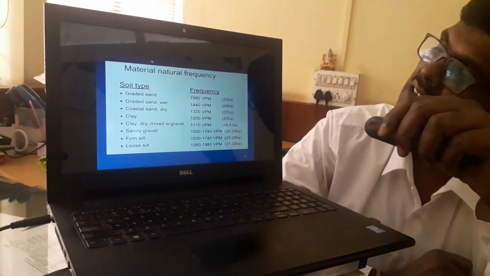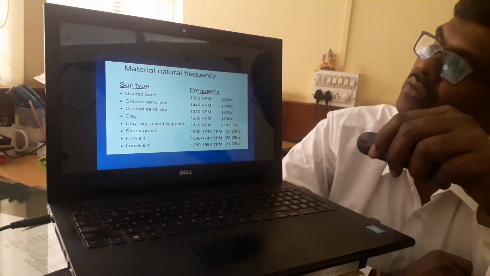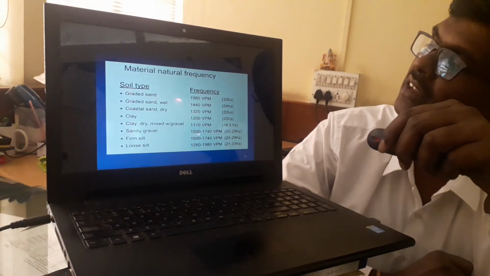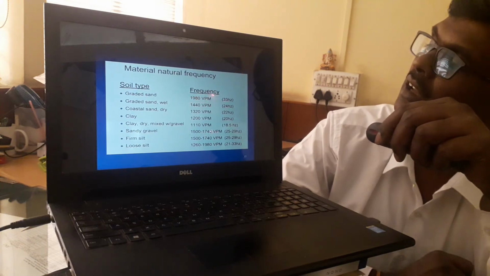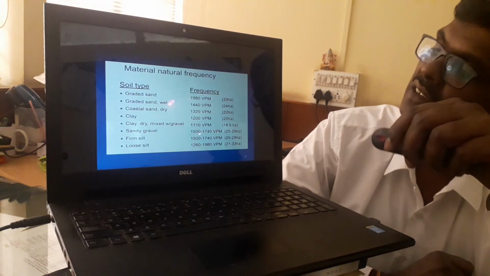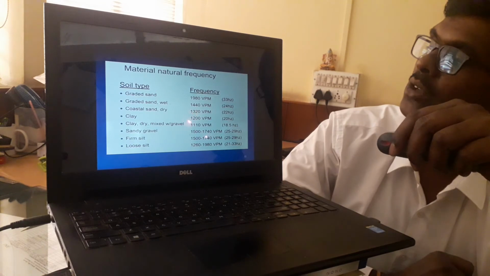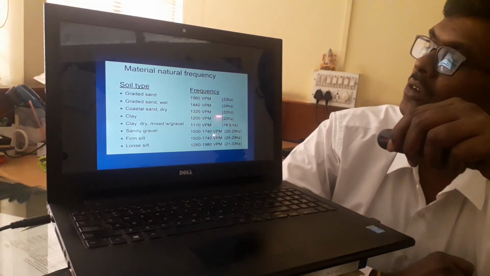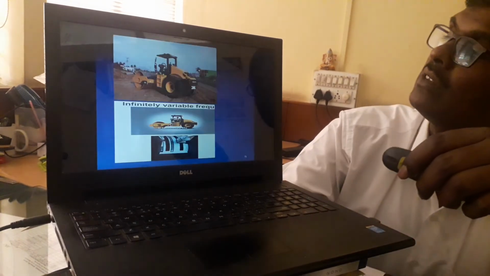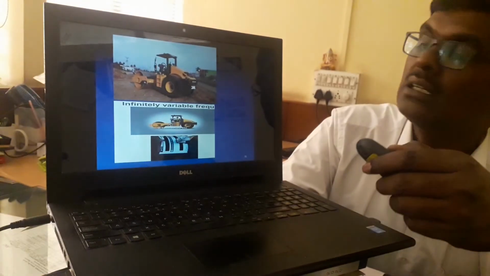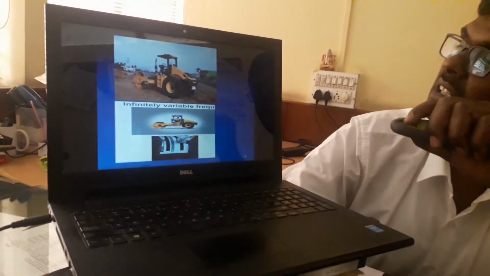So literature says these are the natural resonance frequencies of the different types of material. Graded sand is 1980 VPM, vibrations are 33 hertz, and similarly for clay it is 1200 vibrations per minute and 20 hertz. So when material is compacted at its natural frequency, the layer gets the highest density.